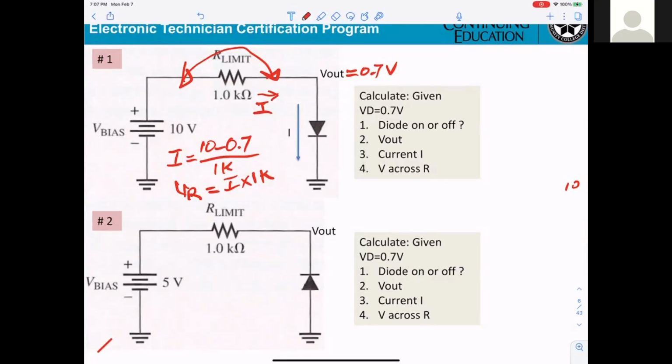Mr. Pham, just one last thing. So then the voltage drop across the limiting resistor is 9.3. Is that correct? I'm saying the voltage drop across the 1K is 9.3 volt. Same thing: V across R limit equals V bias minus V out. 10 minus 0.7, you get 9.3. If you get the current, you can still calculate I times R limit. It's still the same, 9.3.